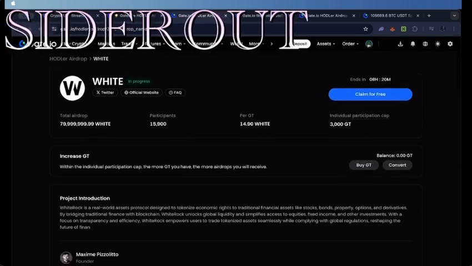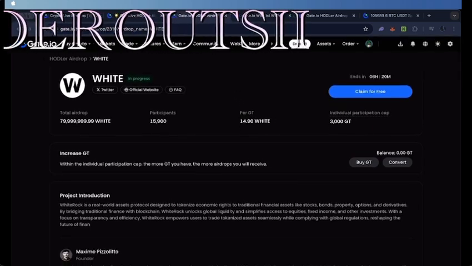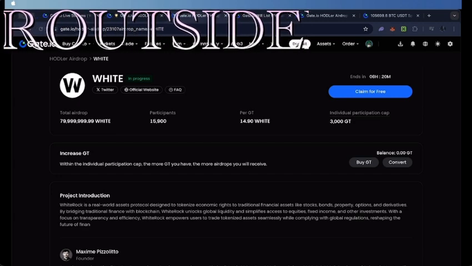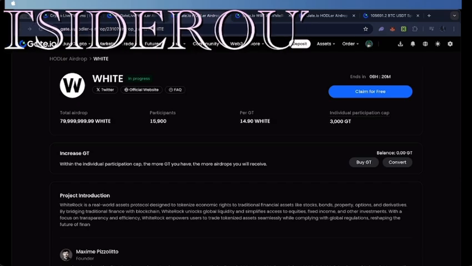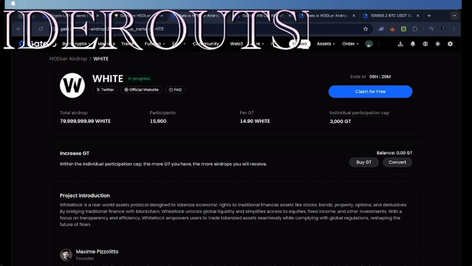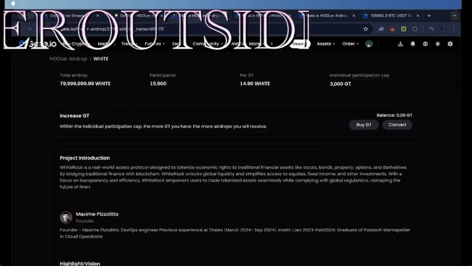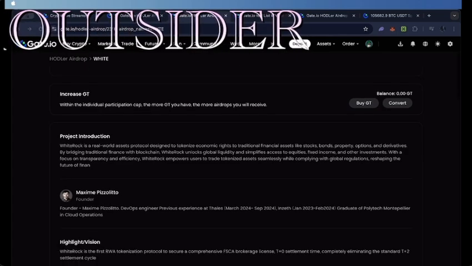So the project name is White. Total airdrop is 80 million. White participants get 15,900 per GT, at 14.90 White. Individual participation cap is 3,000 GT.